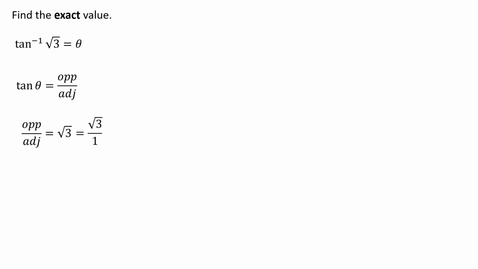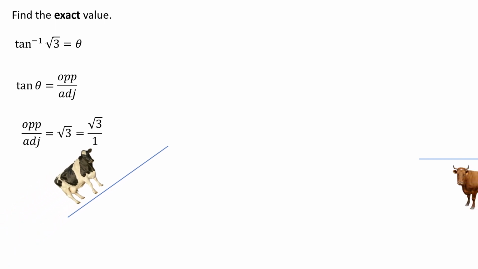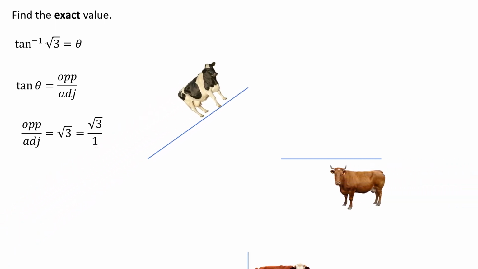Okay, so let's find an exact value. We want the inverse tangent of √3. The inverse tangent of √3 equals theta. Well, I know tangent of theta is opposite over adjacent, and opposite over adjacent has to equal √3. I can make that a fraction by putting a 1 underneath: √3 over 1. So the opposite side is √3 and the adjacent side is 1.